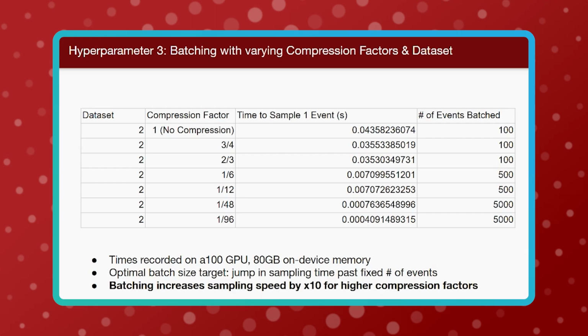Note that there is a jump in sampling time each time we significantly increase the batch size, from 100 to 500 and from 500 to 5000. This indicates that there is an optimal batch size to target for a given dataset and compression factor. We also seem to be hitting a lower bound for sampling time due to the computational overhead, even for the sampling of a single event. Nonetheless, comparing the first row to the rest, batching allows us to increase sampling speed by up to 10 times for compressed data.